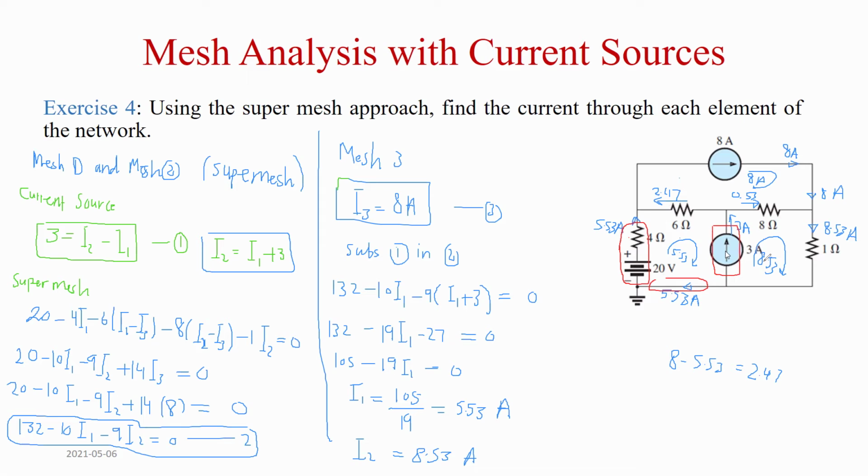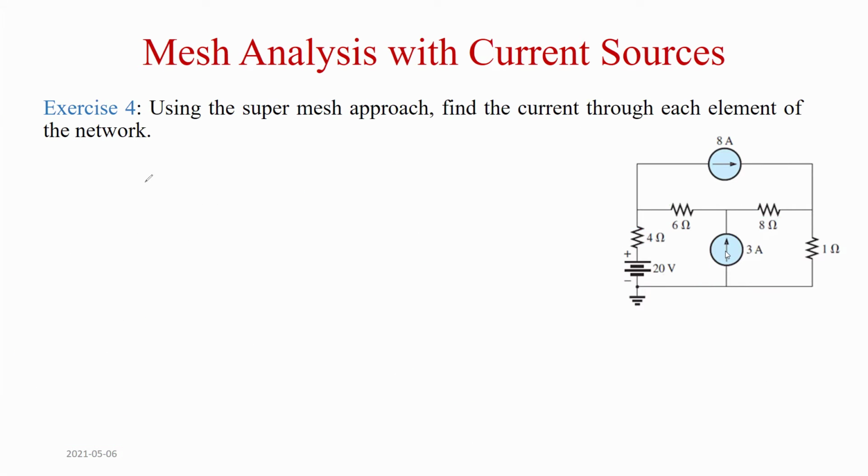This side is 8.53. This side is 5.53. So what is the total? The bigger minus the smaller, and it's the direction of the bigger. Can I delete this and just put it like this? I'm going to make it a bit bigger.